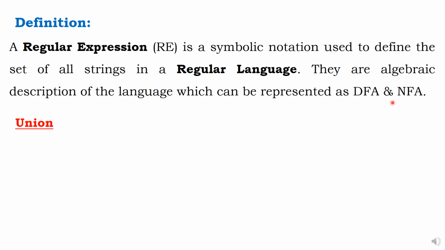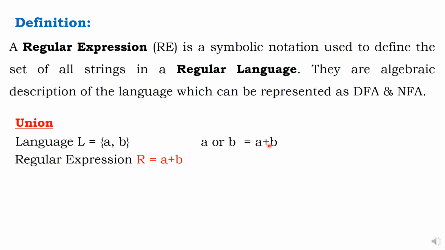Union is one of the basic operators, and we represent this operator as plus, that is, this or this. Consider languages A and B. I can represent A or B. I need A or I need B, any one. But what is the regular expression for that? It is A plus B. Don't think it is mathematical addition. If I say A plus B, it indicates A or B, any one. I am going to express this as R is equal to A plus B. That R stands for regular expression.